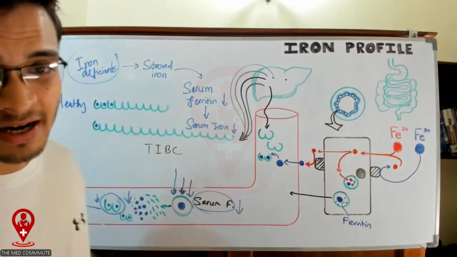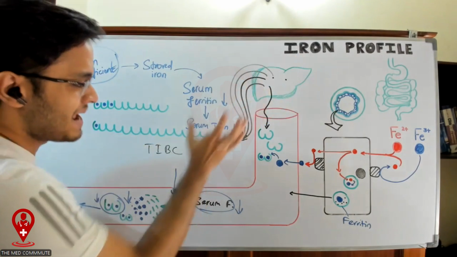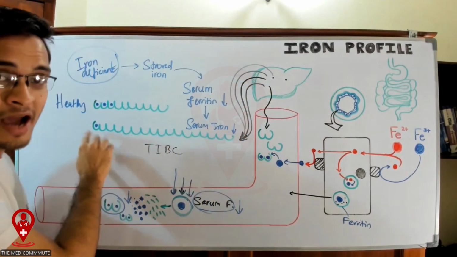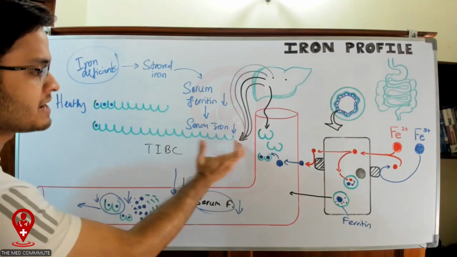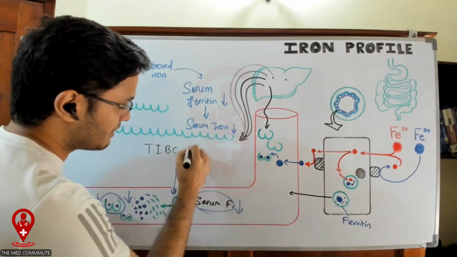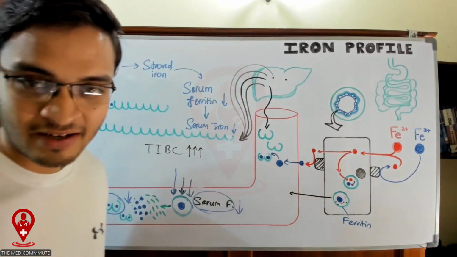In an iron deficient patient, this is the same thing we are going to see. When there is iron deficiency, there is going to be an excess of transferrin being produced, but there is no iron to bind. So the remaining capacity is very high. So the total iron binding capacity increases, right?